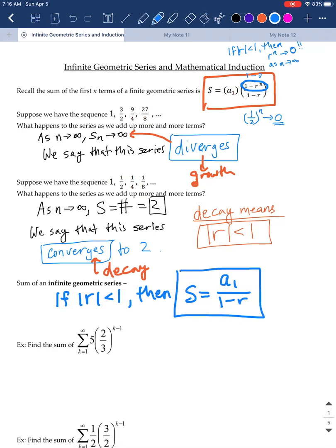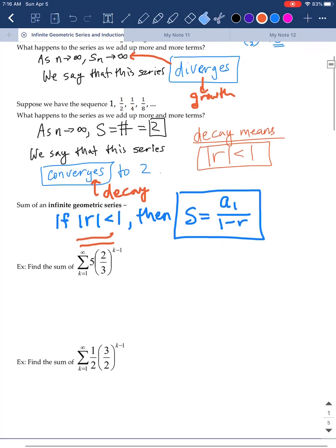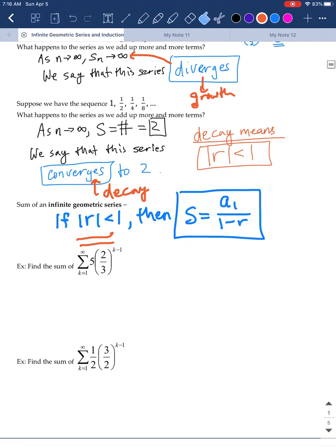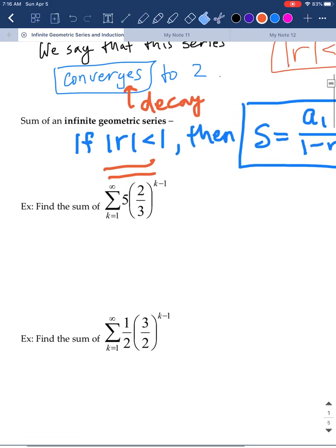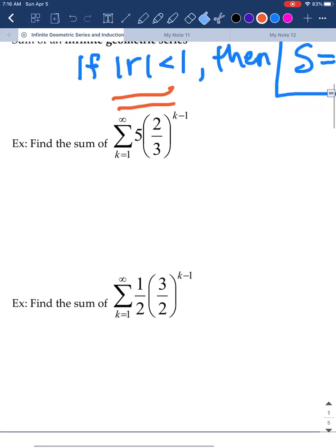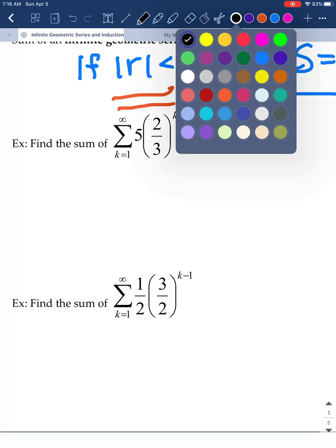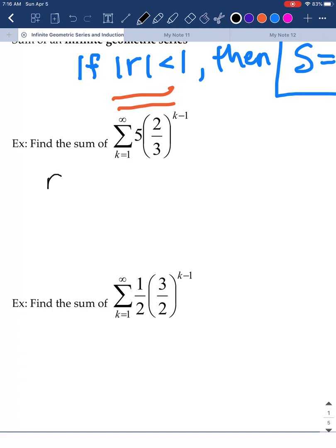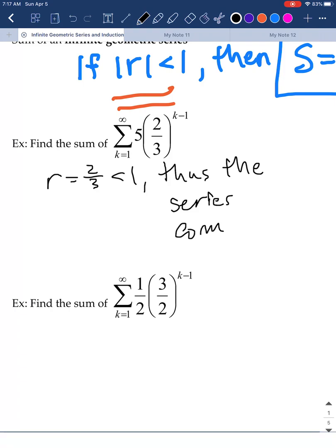And now our key step is figuring out the common ratio. So we'll do these first two examples here. We want to find the sum of these two geometric series. So we'll start with just checking the common ratio between the terms. For the first example, we've got r equal to 2/3, which is clearly less than 1. Thus, the series converges.